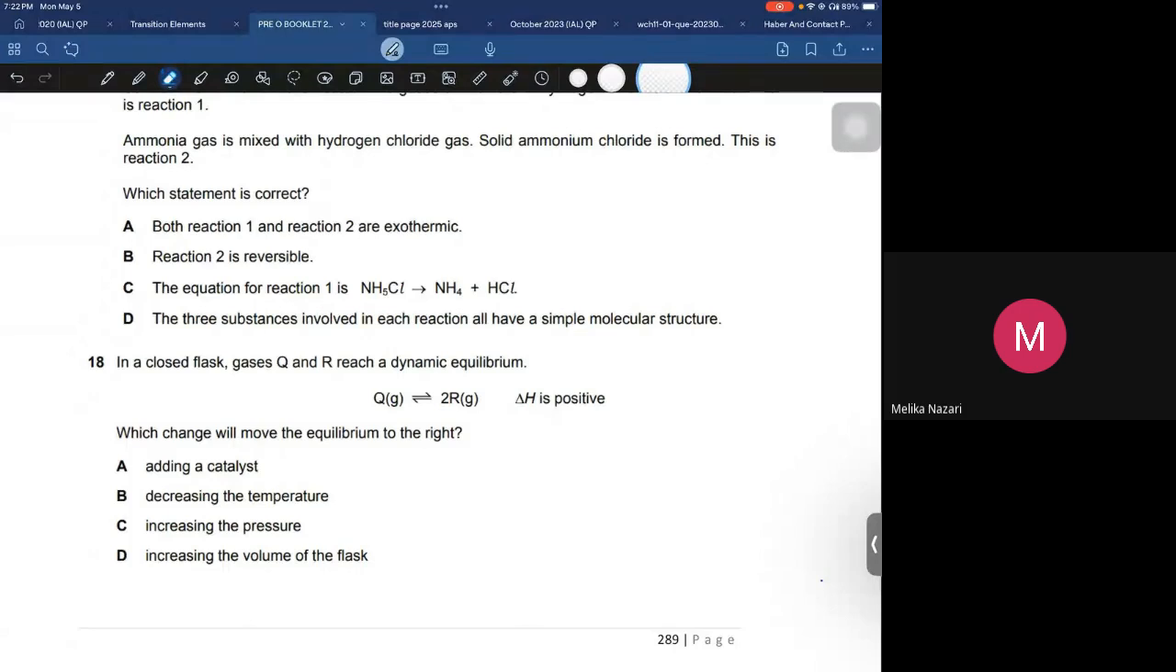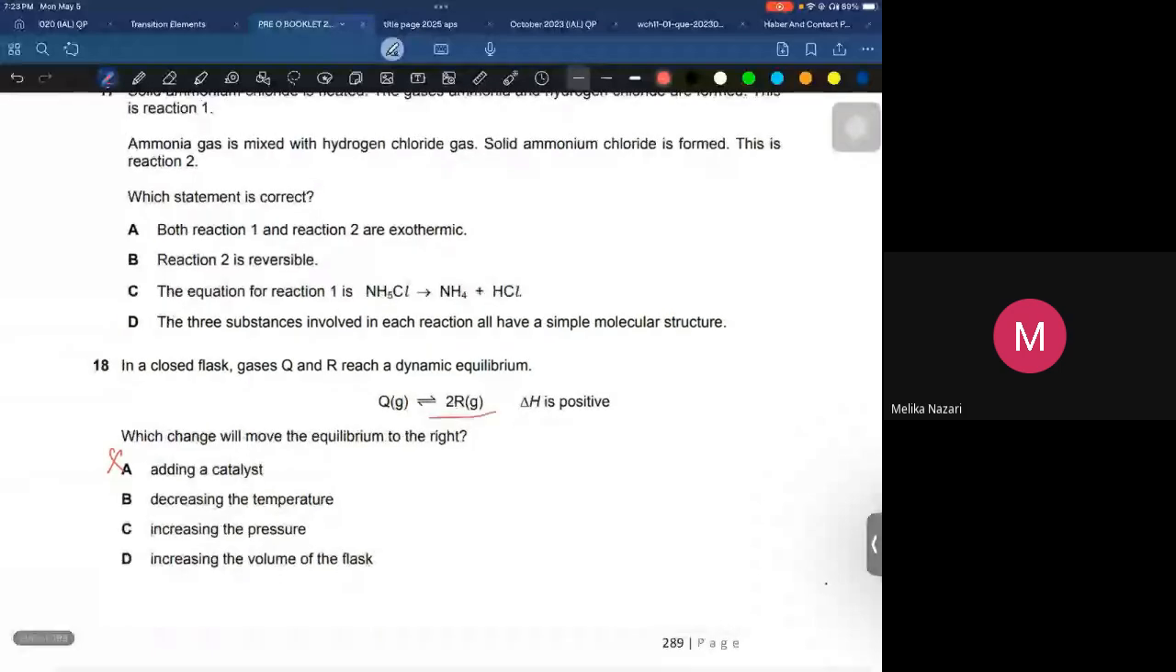Adding a catalyst? The first one is not correct, a catalyst does not shift equilibrium. A is not correct. Decreasing the temperature? No, because this is an endothermic reaction. If you increase the temperature, the reaction would move to the right. They are saying decreasing the temperature, so the reaction would move to the left. This is wrong.